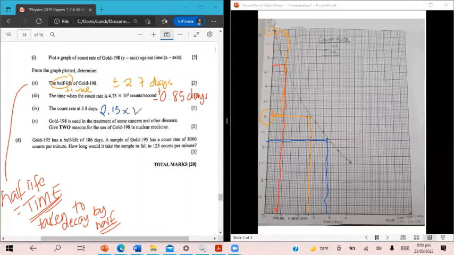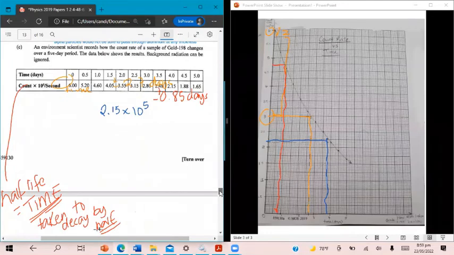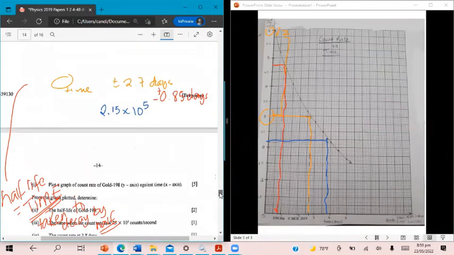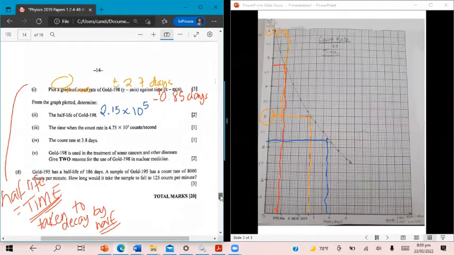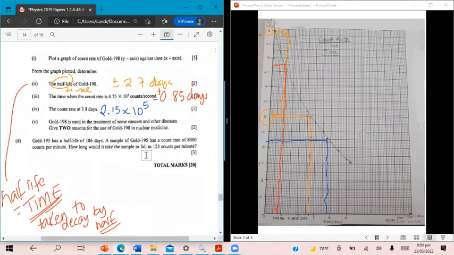And remember to put the order of magnitude. If you look at your table of values that you had in the beginning, everything is times 10 to the 5. So that's the unit. You can just put that back there when you're writing your answers. So that would be the count rate, and that's per second.